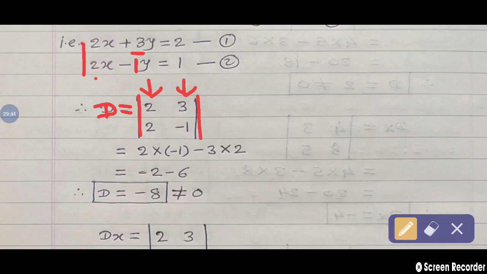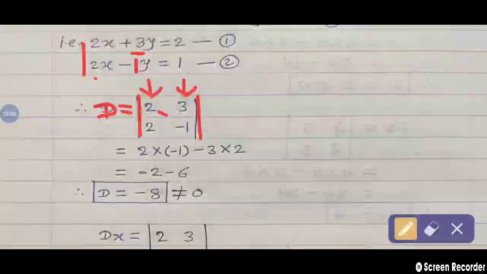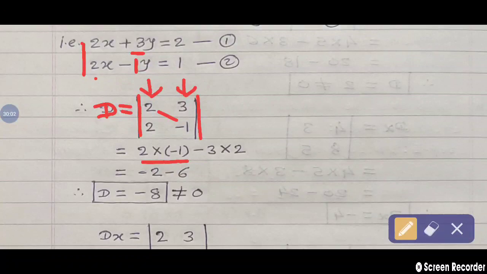Now do the multiplication. 2 multiplied by minus 1. So that number with sign, write in bracket. When two signs in algebra are close to each other, then use the bracket. So 2 multiplied by, in bracket, minus 1. Now minus, second multiplication is 3 multiplied by 2. Clear?